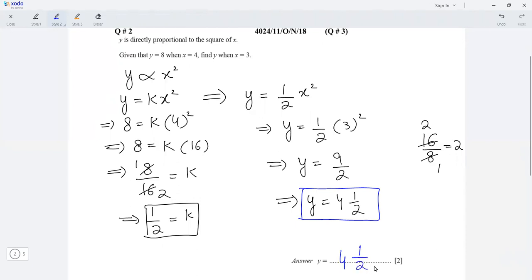This is the answer for question number 2. I hope all of you are understanding this clearly.